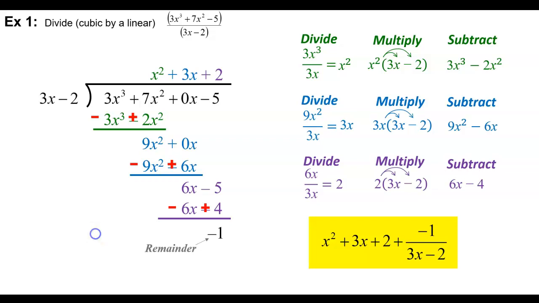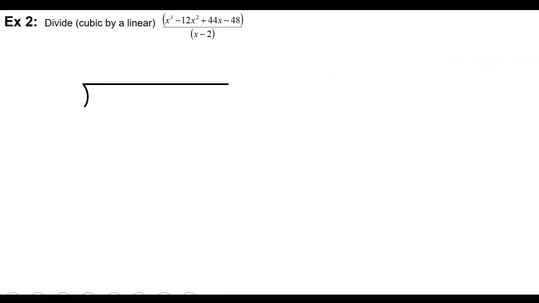Okay, so here we go. Let's try example 2. Now, where does this top expression go? Inside or on the left? Inside. Let's go ahead and write that. By the way, is it missing any terms? 3, 2, 1, 0? Nope, that's good. And then on the outside to the left, I'm going to put the bottom, the denominator.